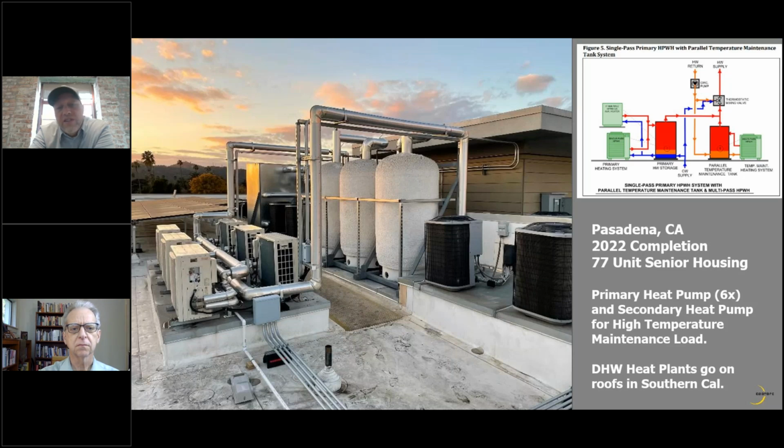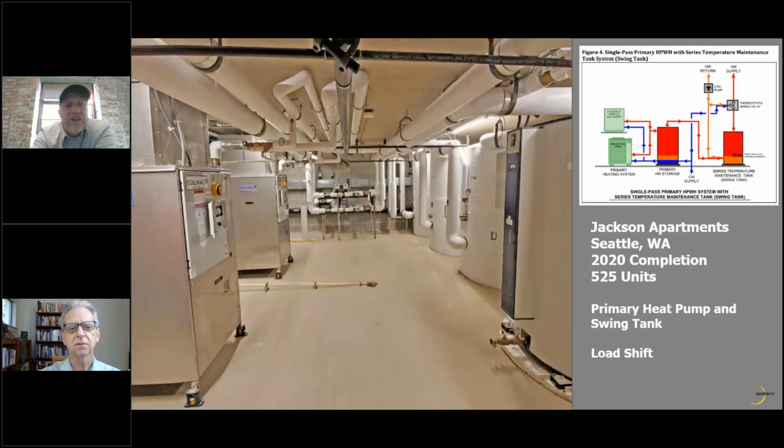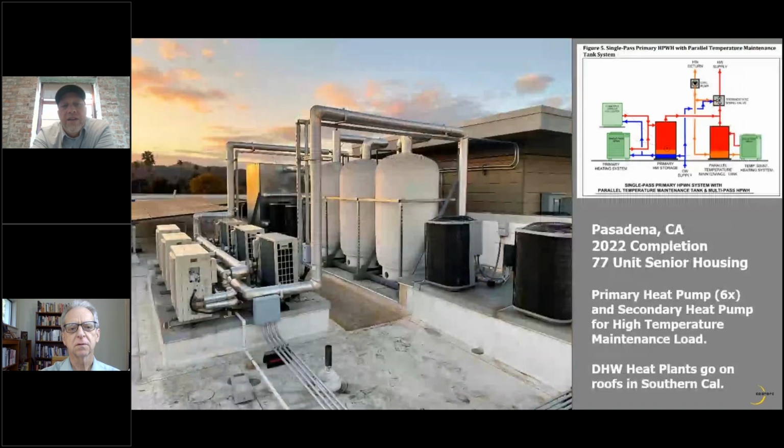This is 77 units of senior housing. This was a rescue design because this was one of the early heat pump water heating designs that didn't work quite well. So we came in and helped out. What we're looking at is 6 heat pumps and 3 big tanks. Is that right? Yep, for 77 units. So this is really heavy on the storage on that particular design.